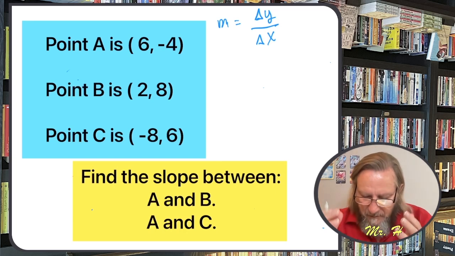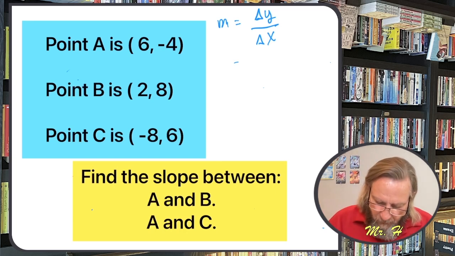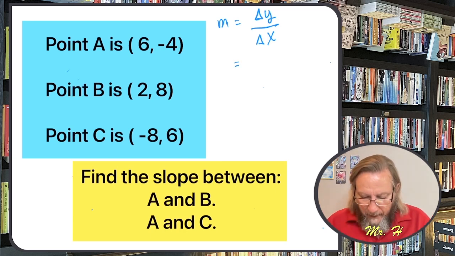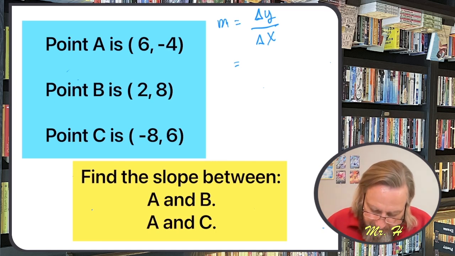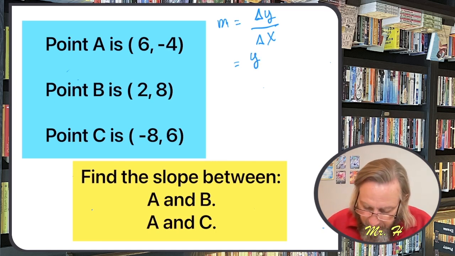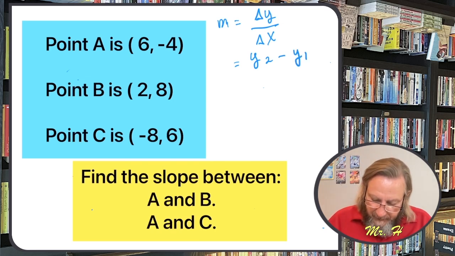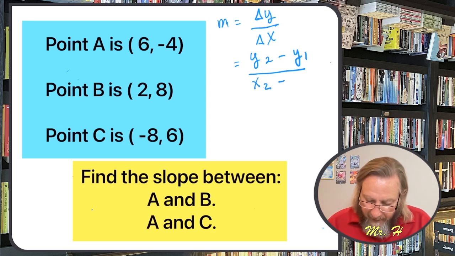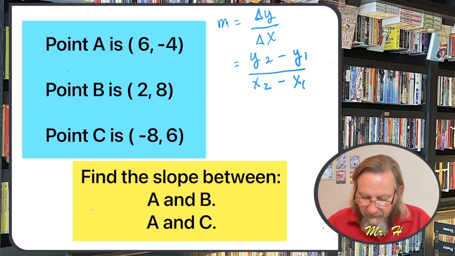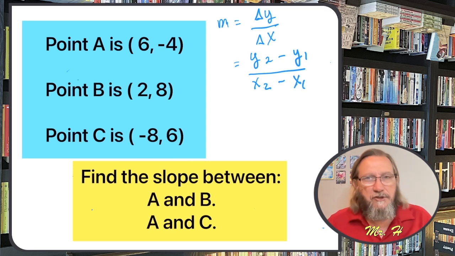So that is the way we figure out the formula for delta y. The change of y is going to be the y value of the second point minus the y value of the first point. Similarly, the delta x is going to be the x value of the second point minus the x value of the first point. That's your slope formula. It's as simple as that.